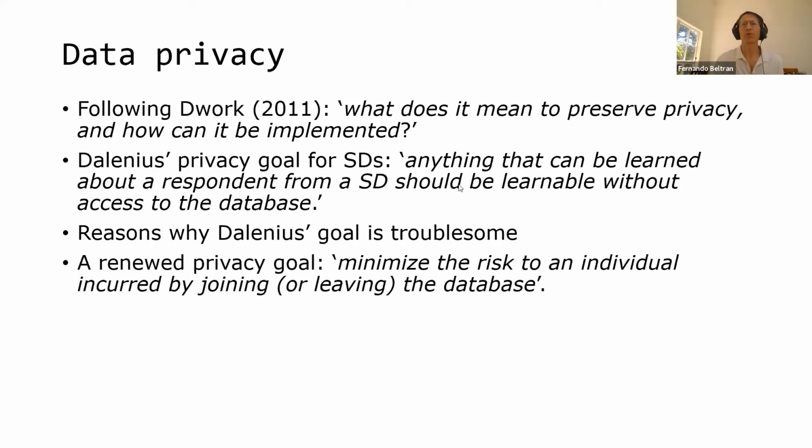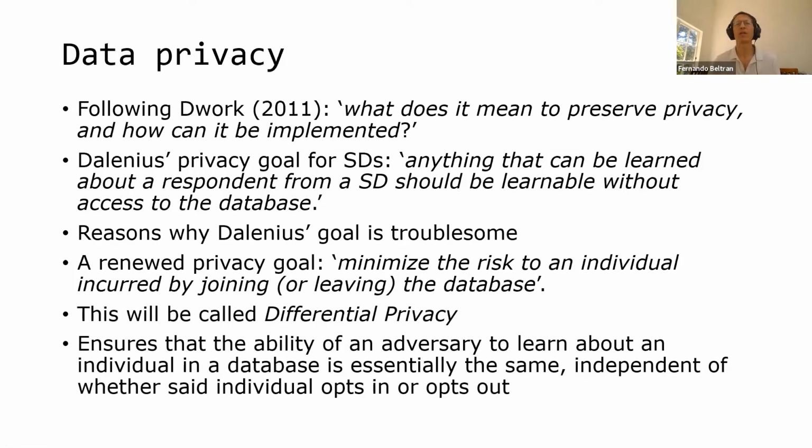So she proposed a different way to look at the problem. She said, well, let's not focus on that. Let's focus on the people whose identity is under threat. So the goal became: minimize the risk to an individual incurred by joining or leaving the database. And that led to what we know today as differential privacy, which is basically ensuring that the ability of an adversary to learn about an individual in a database is essentially the same, independent of whether the individual is in or out of the database.